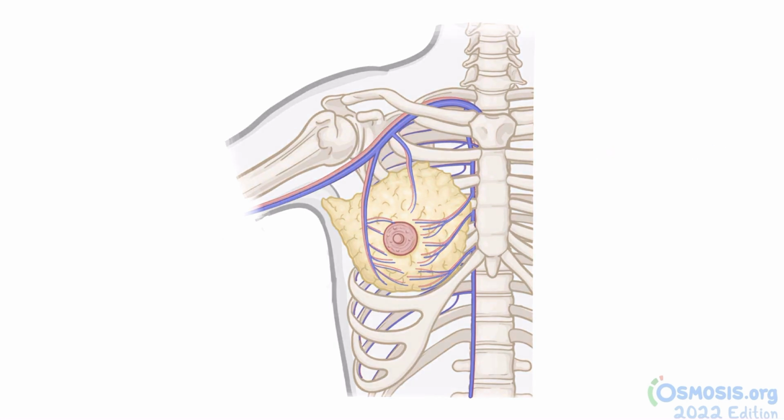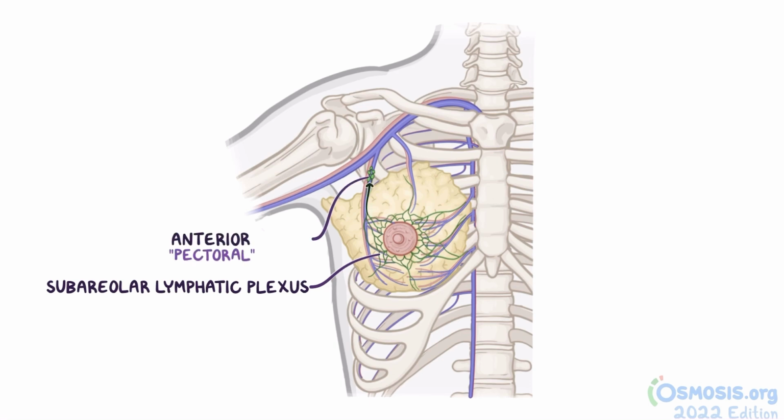Let's move on to the lymphatic drainage of the breast. Basically, lymph passes from the nipple, areola, and glandular lobules to the subareolar lymphatic plexus. From here, most lymph, especially from the lateral breast quadrants, initially drains into the anterior or pectoral nodes, and then to the axillary lymph nodes.